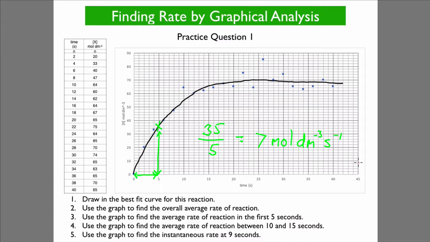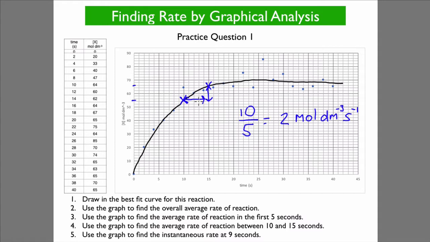Next question. Use the graph to find the average rate of reaction between 10 and 15 seconds. So, we can put those in there. We've got it at 10 seconds. We've got it at 15 seconds. We need to find that slope, change in y over change in x. Use a little ruler to find out, just to make sure we're accurate. And conveniently, it ends up at exactly 10 moles per decimeter cubed over 5. And so we got 2 moles per decimeter cubed per second there.